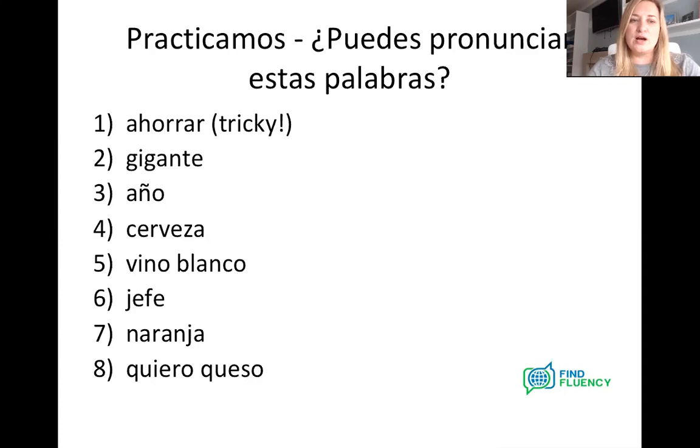Number two, we've got a G followed by an I, and then interestingly, a G followed by an A. So let's see if we can work this one out. G and I is our guttural sound, right? And G and A is the hard G sound. So we should really be saying gigante. Number three, we've got one of our N's with our accents. So we're going to say año.